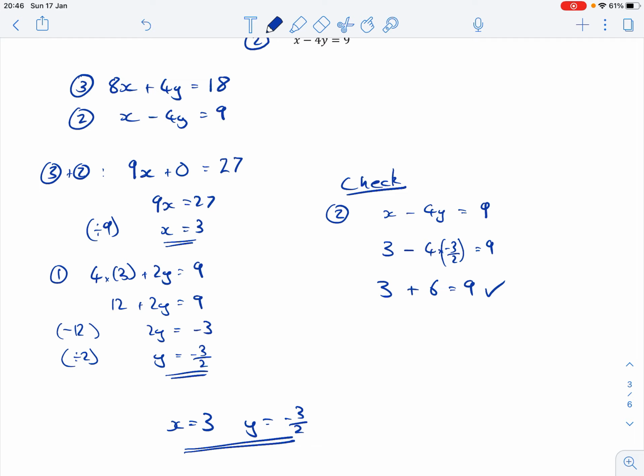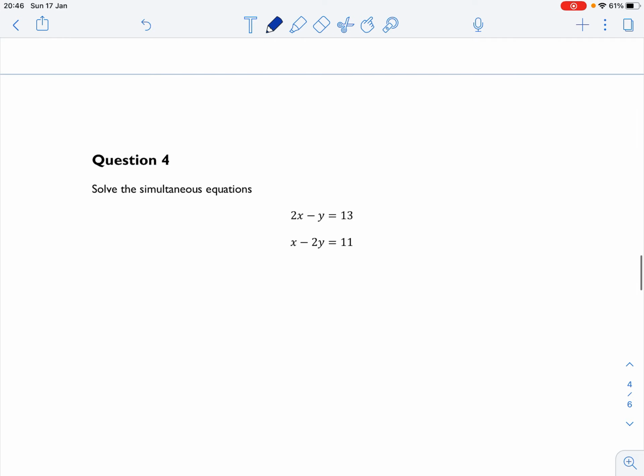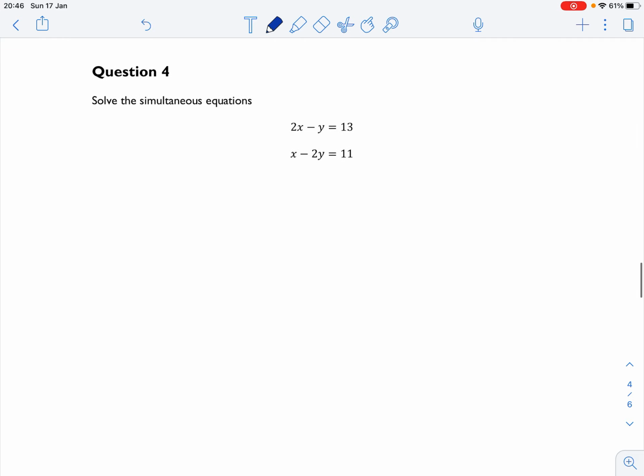Let's look at one more example of that. So again, we almost, but don't quite have the same coefficients. We've got a 2x and an x, and we've got a y and a 2y. So I need to double one of them, or multiply one of them to get the same. In this case, I'm going to double equation 2 to give me equation 3. So I'm going to leave 1 the same: 2x minus y is equal to 13.